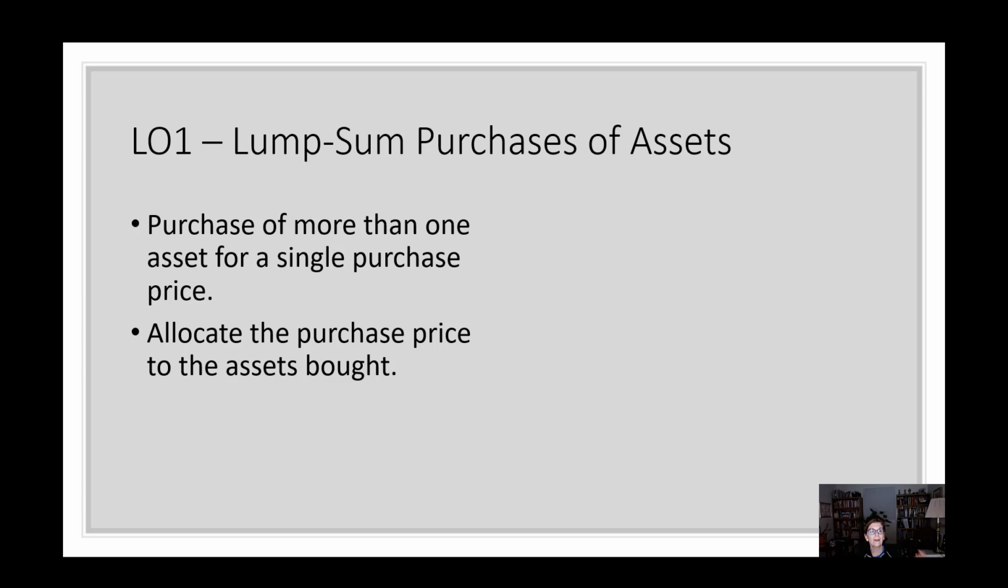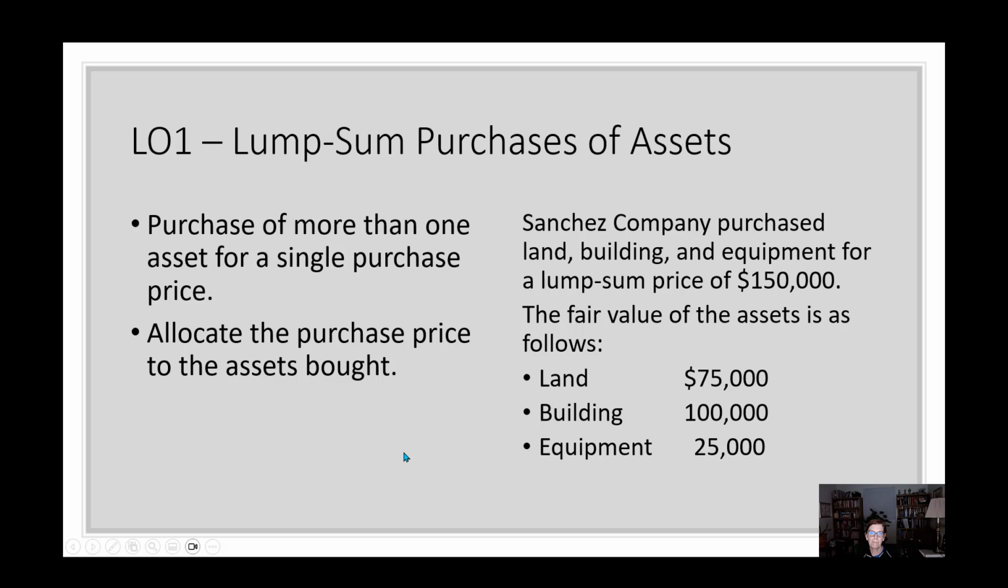Here we're talking about different types of assets that depreciate at different amounts of time, and they're worth different amounts, so you have to allocate it out to the different assets. So let's look at an example. Sanchez Company purchased land, building, and equipment for a lump sum price of $150,000. The fair value of the assets is land $75,000, building $100,000, and equipment $25,000.